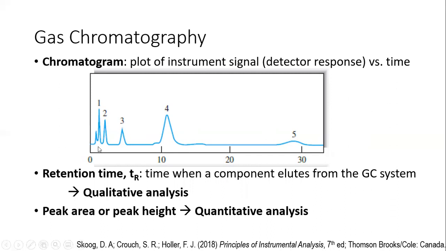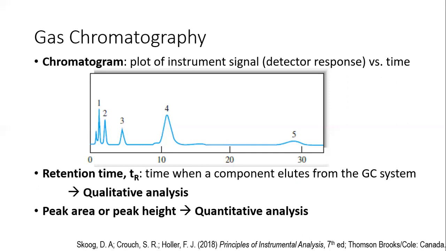So you will obtain two different pieces of information from the chromatogram. You have your retention time. This is the time wherein your component elutes from the gas chromatograph system, or when it was detected by your detector. Okay? So this retention time will give you your qualitative information about the compounds.